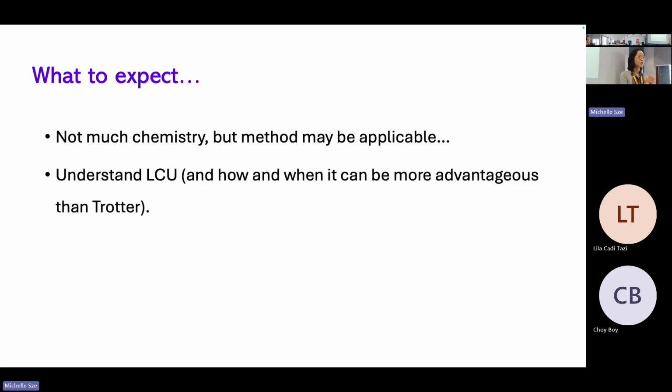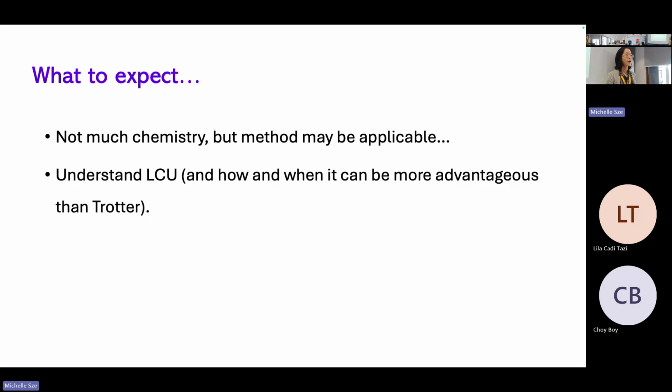Just to set our expectations from this talk, there's not much chemistry. I know this is a chemistry seminar, but there's probably no chemistry at all, but the methods that I'll be discussing may be applicable to your problem solving. Second, I would like everybody to understand LCU. That's the minimum requirement. And it would be better if you can also recognize how and when it can be more advantageous than Trotter.